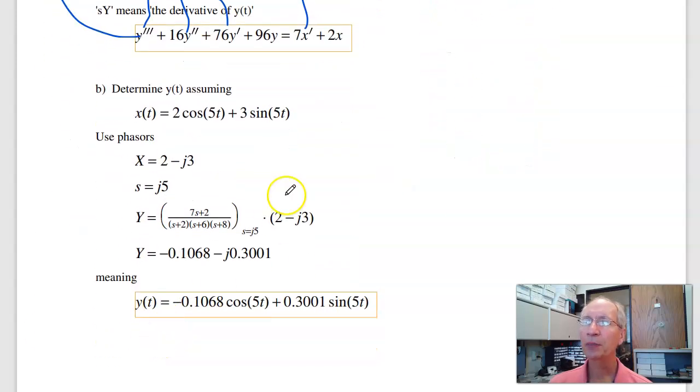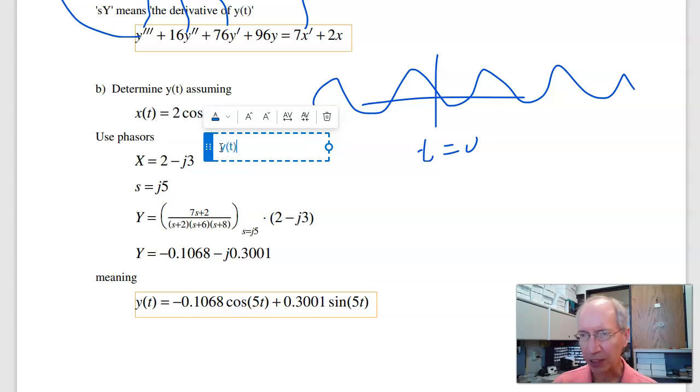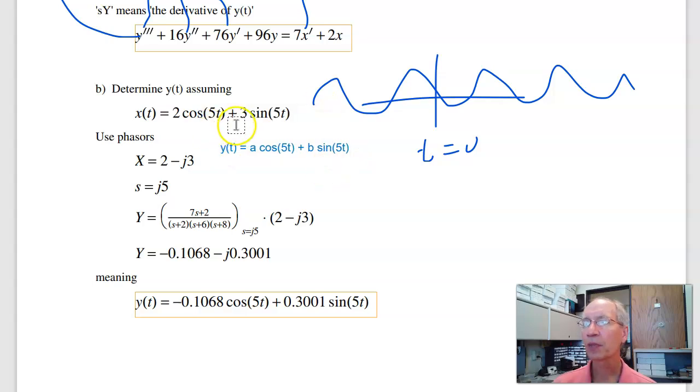Part B is if the input's a sine wave, find y. This is really a phasor problem. This has been true for all time. So if here's t equals 0, there's a sine wave that's been going on for a long time. I know what the answer is. Since it's been on for all time, I know that y of t is in the form of a cosine of 5t plus b sine of 5t. All I don't know is what a and b are. To find them, I use phasors.